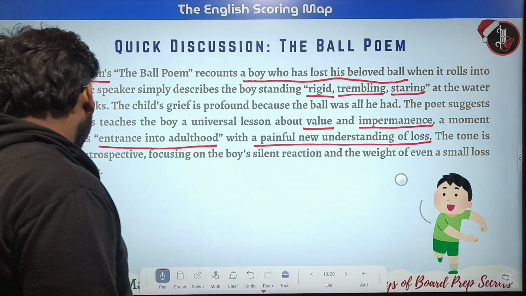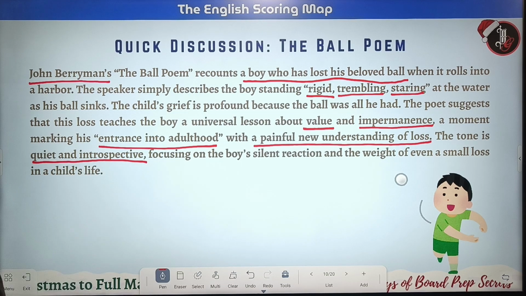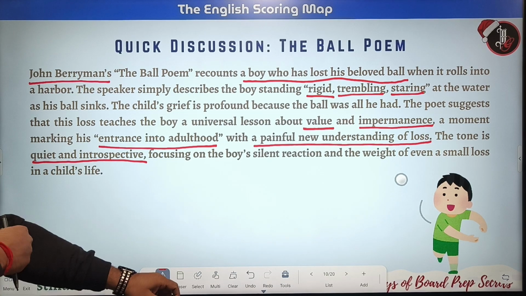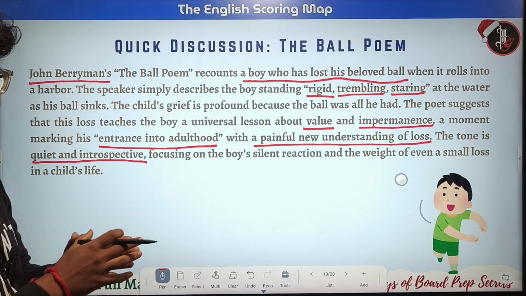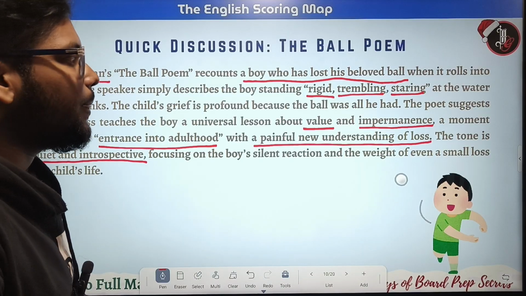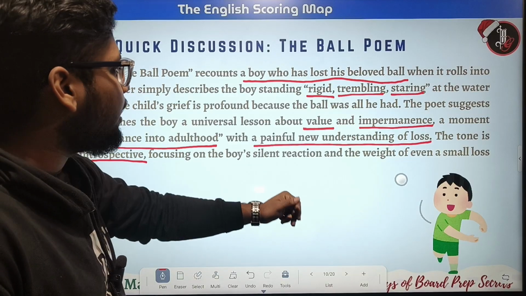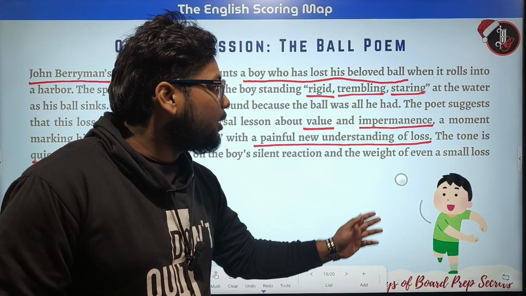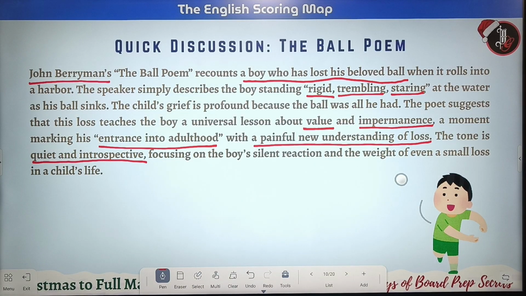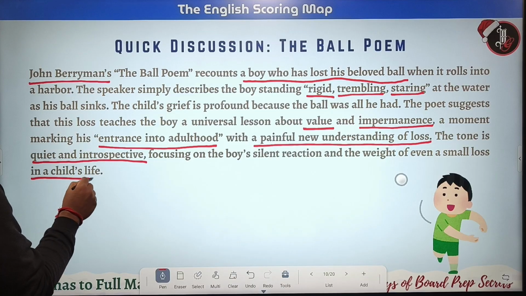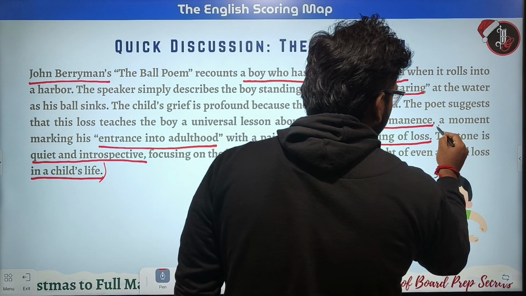The tone is quiet and introspective. We have to understand that the tone of the poet is very quiet. The poet has kept the whole poem very quiet. If you read the whole poem, you will understand that. The tone is quiet and introspective, focusing on the boy's silent reaction and the weight of even a small loss in a child's life. You can underline this from the tone.